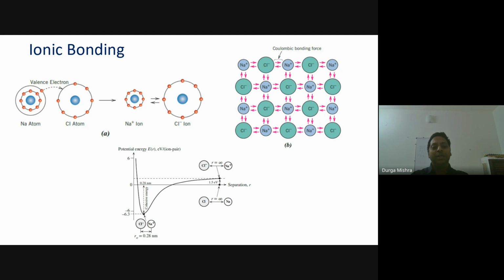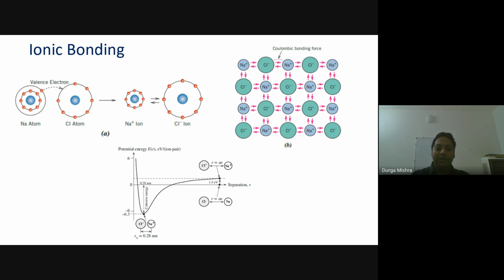So if you look at the potential energy, what you see in this case, as we discussed earlier, is the interatomic distance. If R is infinite, there will be no potential energy, or maybe a very small amount. But as you bring them together at equilibrium, in this case the equilibrium value is 0.28 nanometer. That is the bond length.